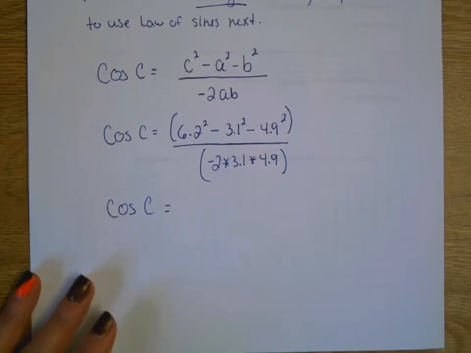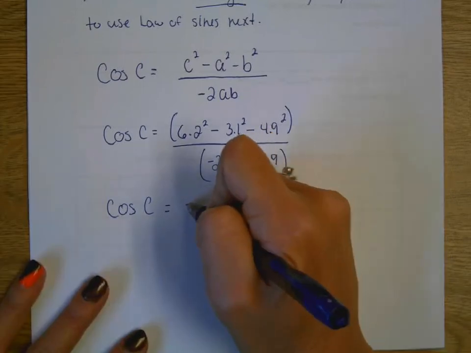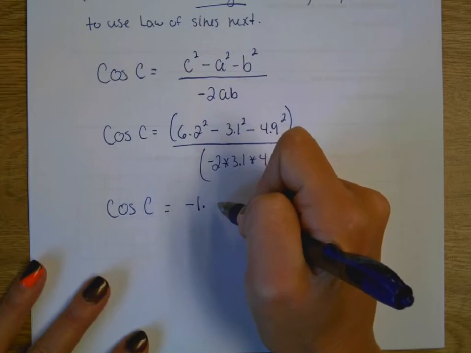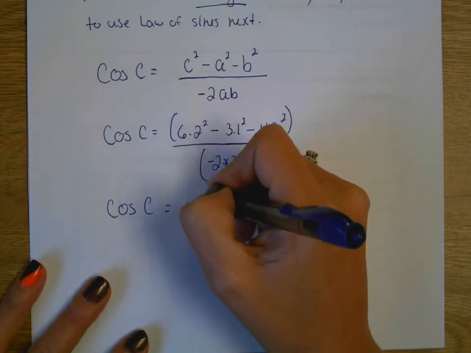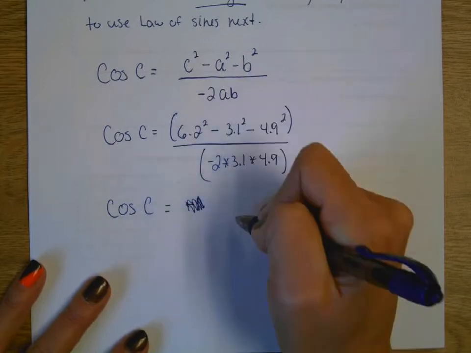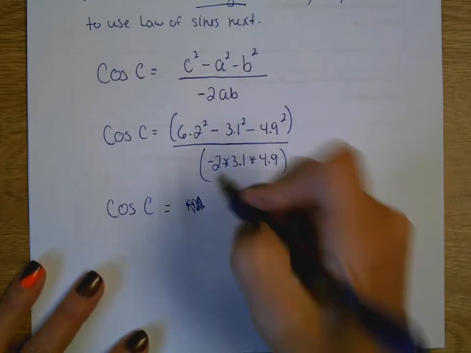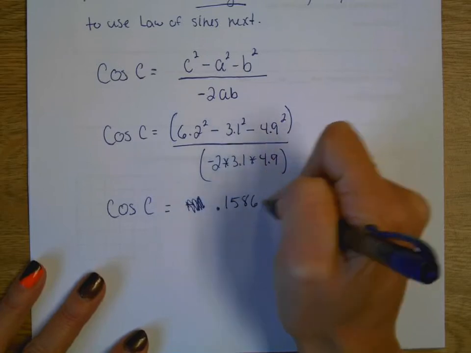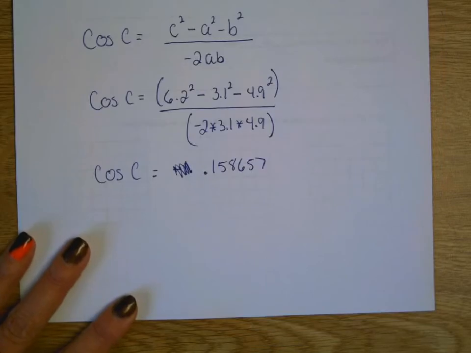Did anybody get a negative answer? Yeah, I got a negative. Before you do the inverse, what'd you get? Negative 0.158 and so on. There, so try and make sure you can get that. Is it negative or positive? Negative.